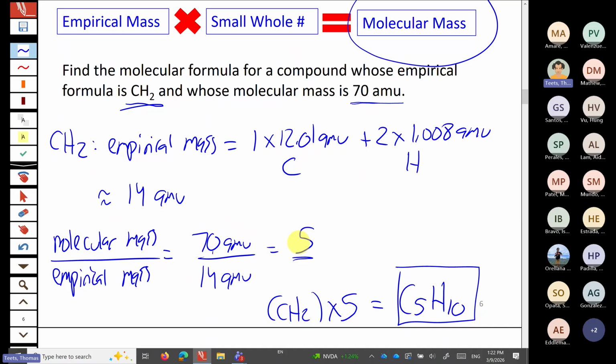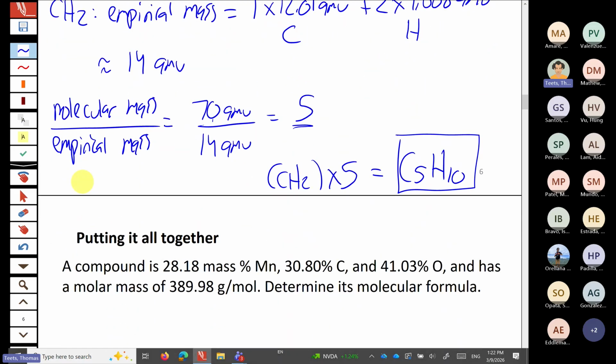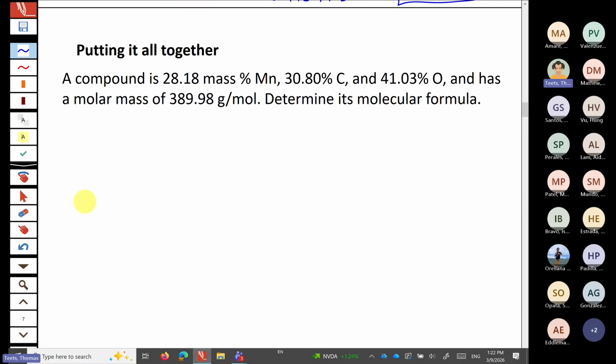So that's the one additional step that you would need if the problem asks you to also find the molecular formula. Mass percents or masses of elements can get you to the empirical formula. This step is required to get all the way to the molecular formula. So then to put it all together, let's finish this off with a problem that incorporates both of those.